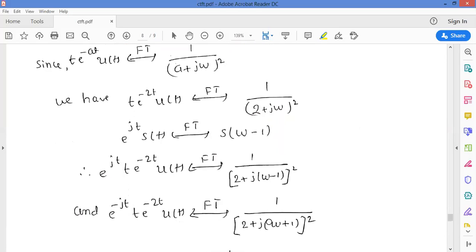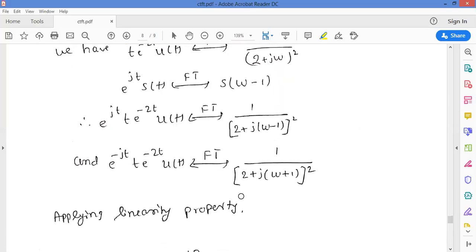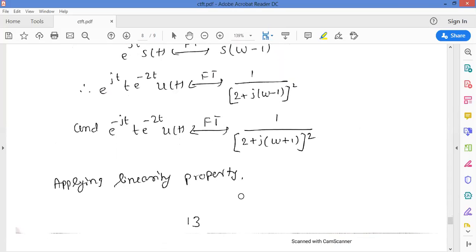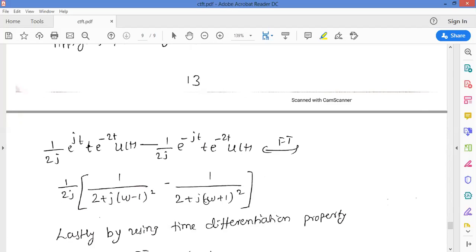Similarly, there is no change between the first and second term except plus jt translates to minus jt, and you have 1 by 2 plus j omega plus 1 whole square. So plus translates to minus and minus translates to plus. Once you have done this, use the linearity property and add them up. So 1 by 2j into this one minus 1 by 2j into this one Fourier transforms into: take 1 by 2j common, in the denominator you write 2 plus j into omega minus 1 whole square minus 1 by 2 plus j into omega plus 1 whole square.